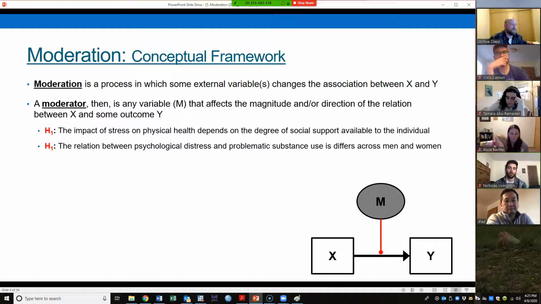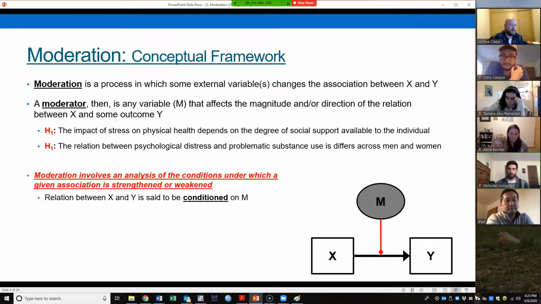And these are all examples of questions that would be addressed with a moderation analysis. Okay, so this moderation approach looks at the conditions where a given association is strengthened or weakened. If we do find an interactive effect, what we're saying is that the association between X and Y is conditioned on M. So we're finding a conditional association of X on Y that varies based on levels of my moderator.